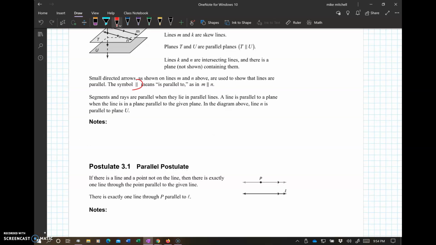So note, this is our symbol for parallel. So line M is parallel to line N. You'll also see us write things like line AB is parallel to line CD. We'll use it like that, but we use that for parallel. Don't forget, this is our symbol for perpendicular.